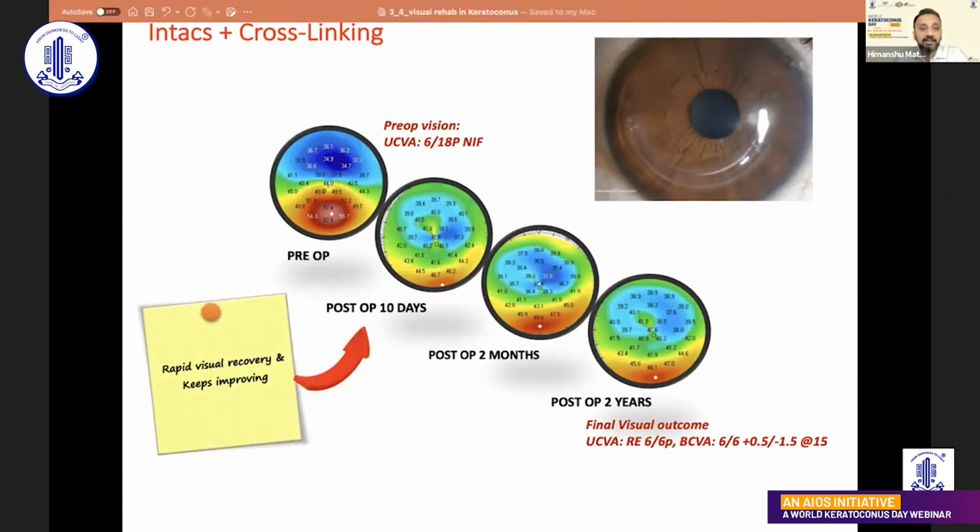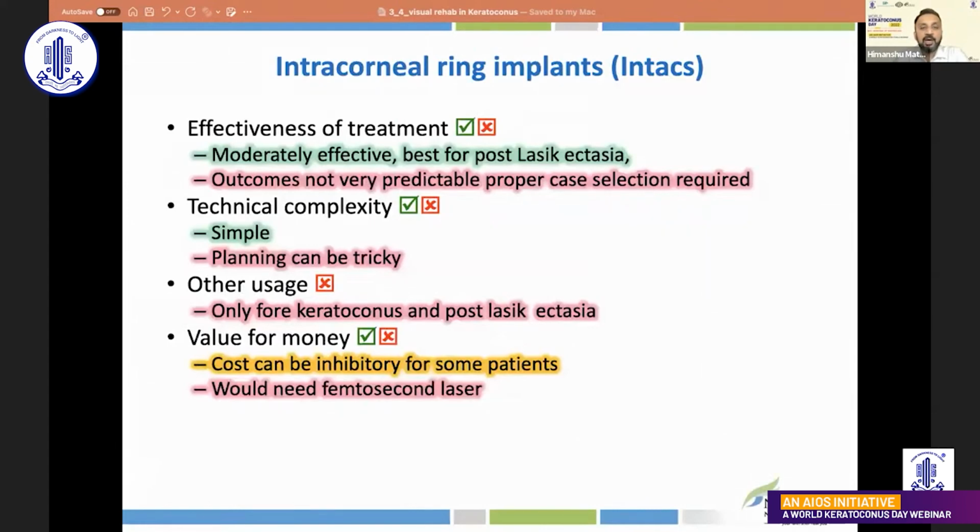So a single ring, as Professor Sinha was showing earlier, can actually give quite significant vision outcome and quite rapid visual recovery in such kind of cases. So how does it fit into our scheme? Well, effectiveness of treatment wise, moderate to mild keratoconus, it works wonderfully well, especially with the low spherical equivalent.